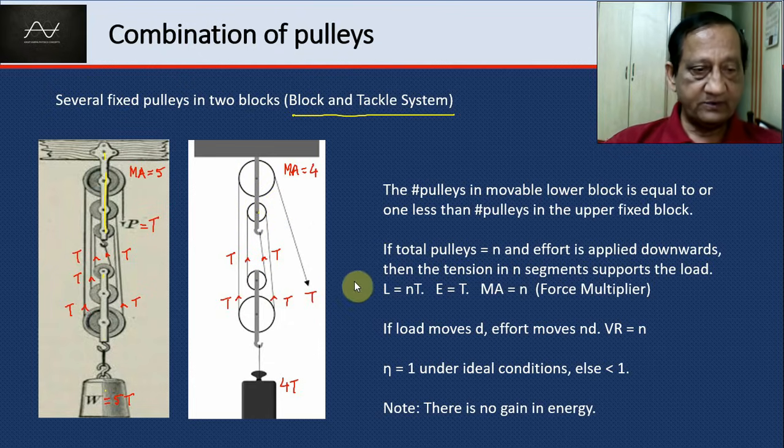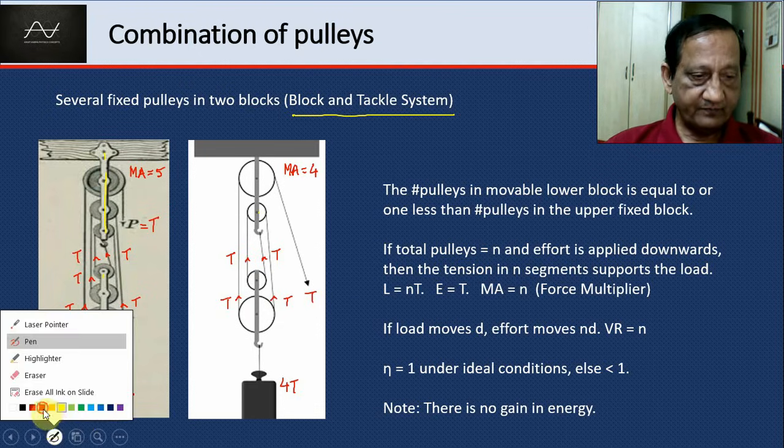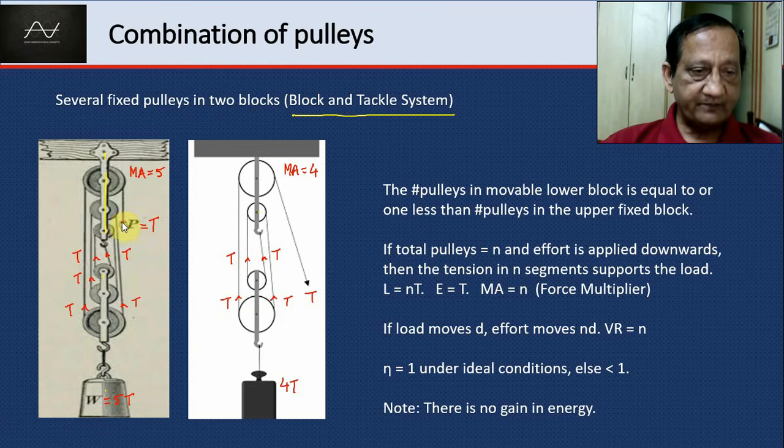So let us look at the mechanical advantage. If you look at the string, it is the same string that is going all round. Same string, so the value of the tension will be the same. So we have to look at the number of strands which are supporting the load. 1, 2, 3, 4, 5, and 6. So mechanical advantage is 6.